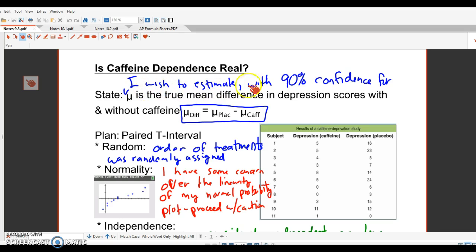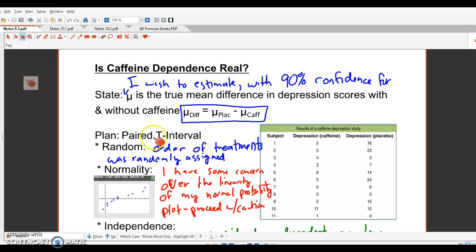So I'm going to estimate with 90% confidence mu, which is the true average difference, or the true mean difference in depression scores for with and without caffeine. Because I'm going to be finding differences, I do need to state which way I'm going to subtract. I personally like to subtract in a way where I think I'm most likely to get positive numbers. I like positive numbers better than negatives. So if I think that depression scores are going to be higher without caffeine, meaning with the placebo, then I'm going to put the placebo first. So the mu difference is what I'm estimating for, and I'm going to say that is equal to placebo minus the caffeinated scores.